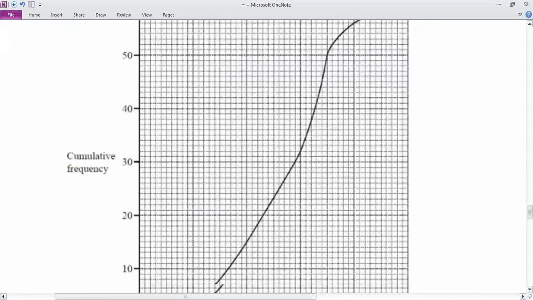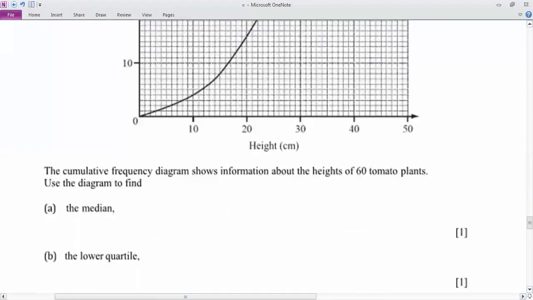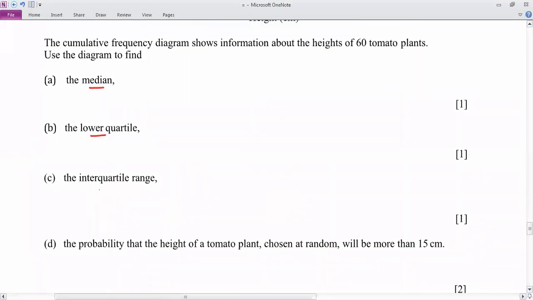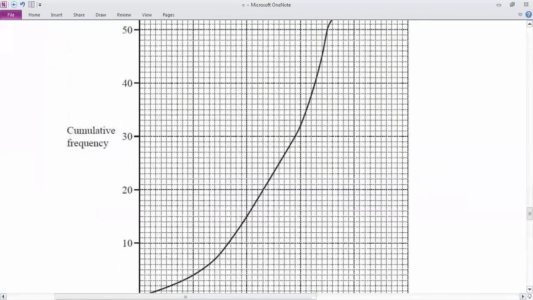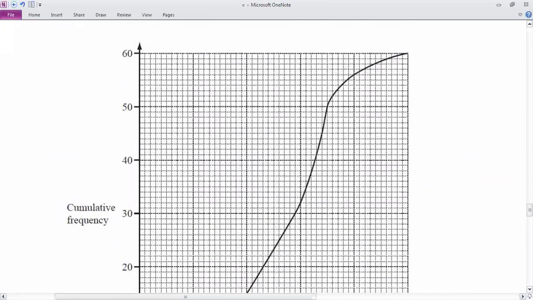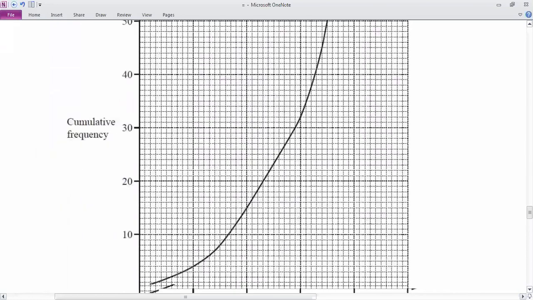Now, once again, a cumulative frequency curve is given. You have to go for the median, lower quartile, interquartile range. I think there will be no problem in doing this. You will be able to do it. Please, if anyone says, sir, if you can do it, I will do it.